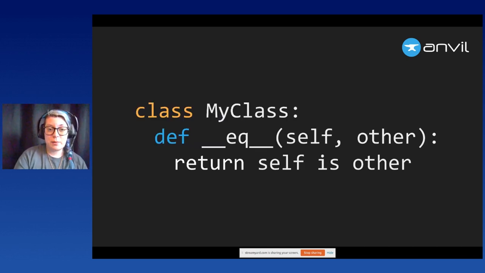So we can see an example of this. Here I've got a user-defined class and I've defined an eq method on it. This takes the value of self, the object that's in question, and whatever it's being compared to, which here I've called other. All I'm doing in this method is returning self is other, which as we just saw is equivalent to saying that their IDs are the same. This is actually the default behavior for any user-defined class in Python. By default, two instances of it will only compare equal if they have the same ID.